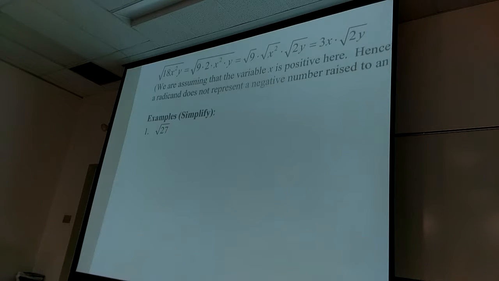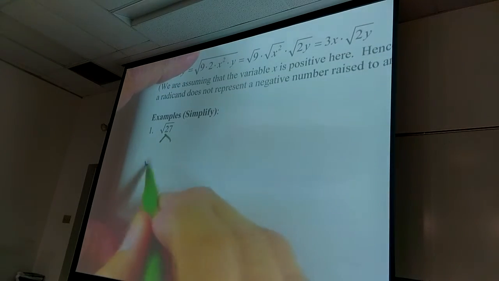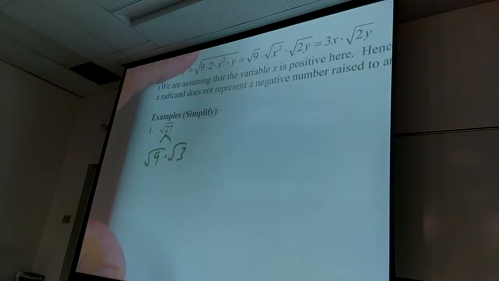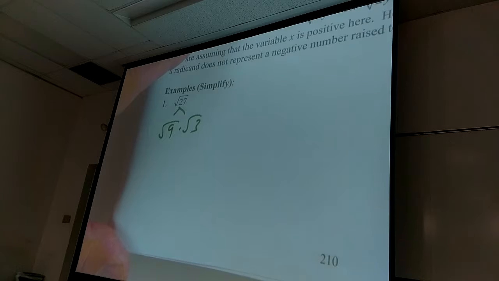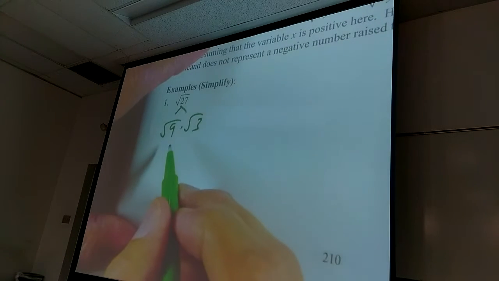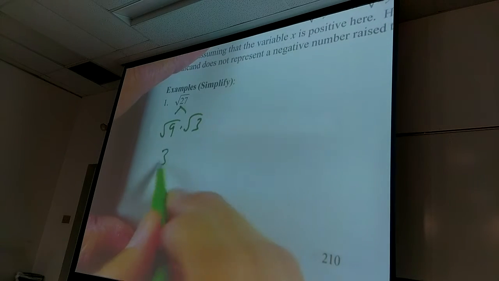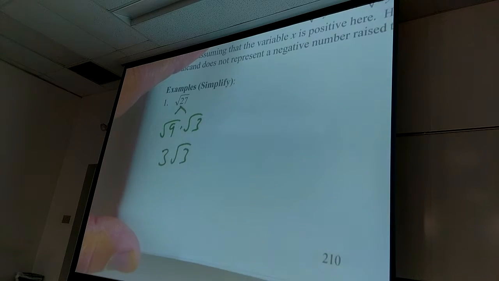Take 27 and break it up. But I want to break it up in a way that there's a part I can do and a part that I can't do. So what is 27? It's 9 times 3. So square root of 27 is the square root of 9 times the square root of 3. And square root of 9 you can do. Yeah, 3. And square root of 3, I don't know.